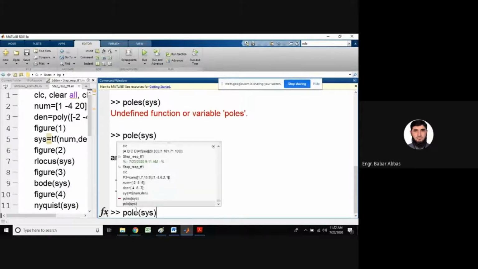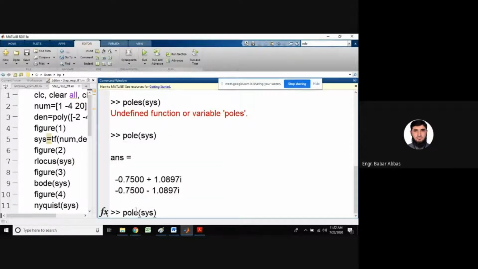If I am interested in finding the zeros of the transfer function, I will write zero of the transfer function SYS. These are the zeros. Similarly, I can use the command roots alternatively, roots for the denominator. So the same. These are the roots of the denominator. Roots are the poles of the denominator. So this is how we can write it in MATLAB.